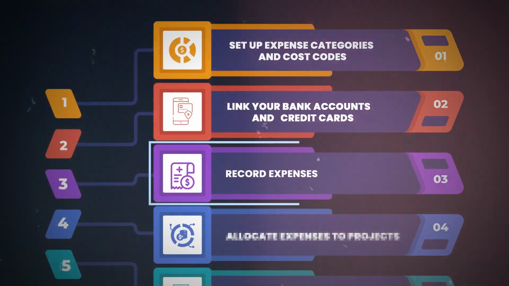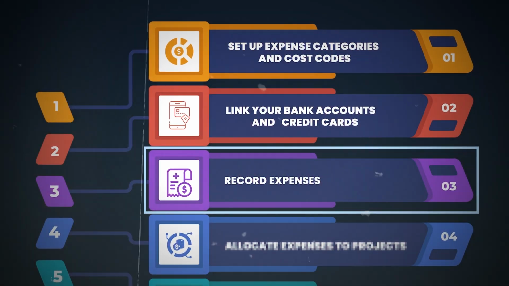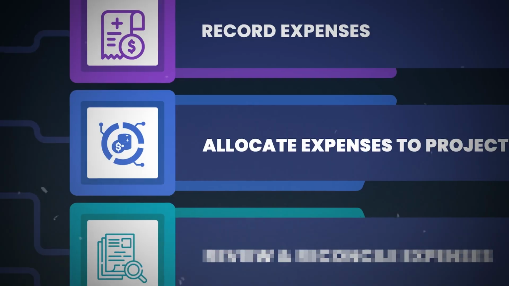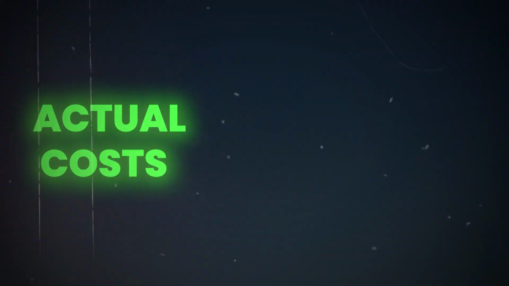Step three is to record expenses. When you incur a project-related expense, you need to enter it under the right vendor with all the right details. Be sure to include any relevant details, like an attachment or context. Step number four, allocate expenses to projects. This step allows you to track how much money is being spent on each project and compare actual costs to budgeted amounts. Simply select the project name or number from the drop-down menu when you're recording the expense.